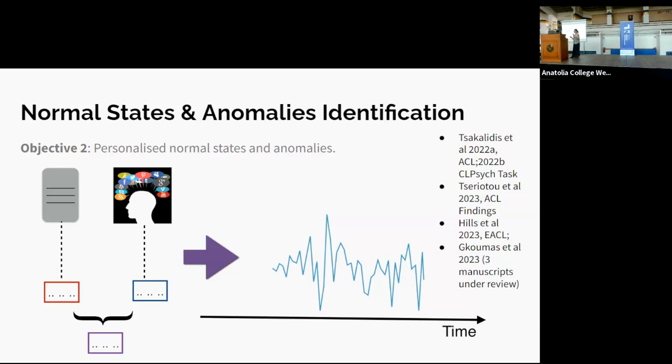But most of the effort has gone into identifying normal states and anomalies. So how we identify the changes in the representation: given the representation of an individual, how do you identify a change in this representation. I'll go into a bit more depth regarding this line of work.